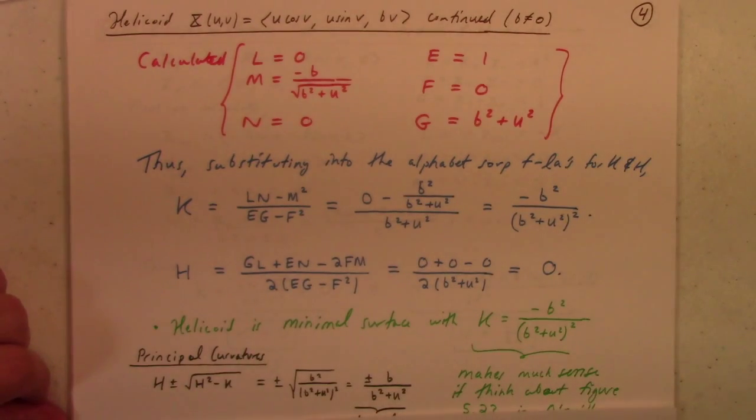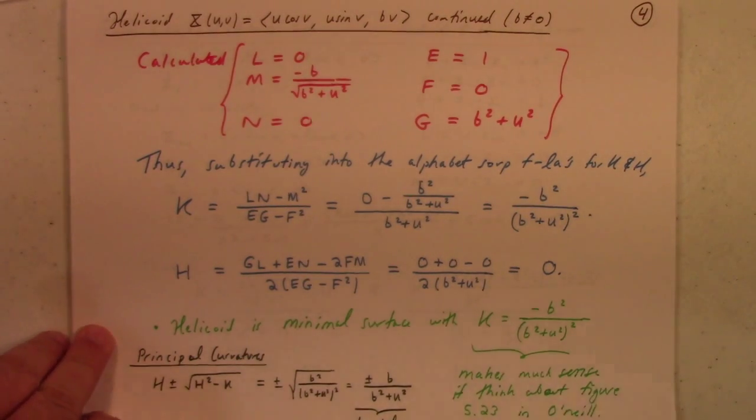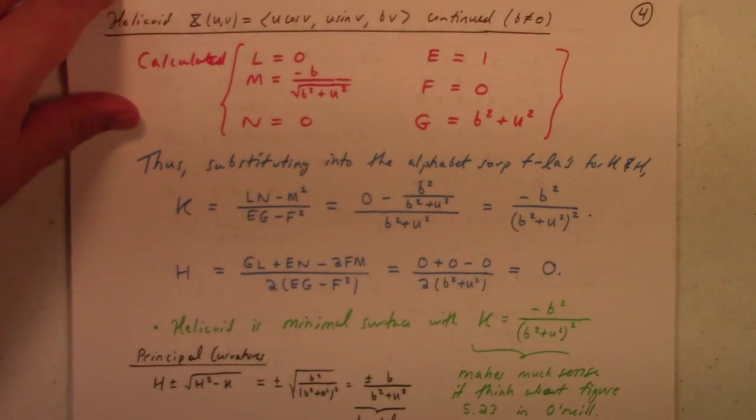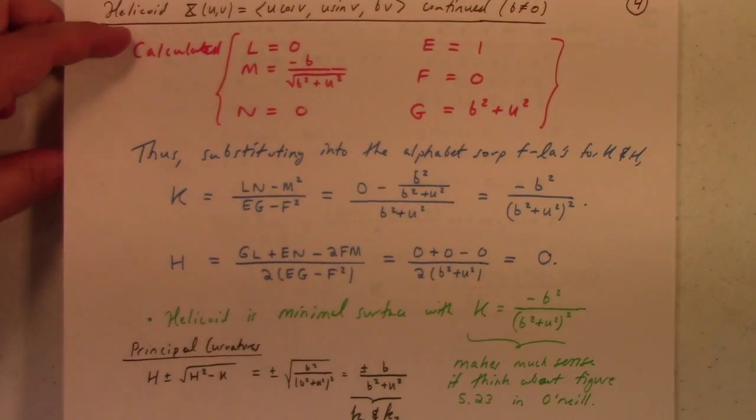You can also calculate the principal curvatures, because last time we learned that the principal curvatures were the mean curvature plus or minus the square root of h squared minus k. So the k1 and k2 have to then be plus or minus b over b squared plus u squared. And O'Neill also gives us some hints on how you can calculate principal vectors from all this, but personally, I haven't completely understood that bit just yet.